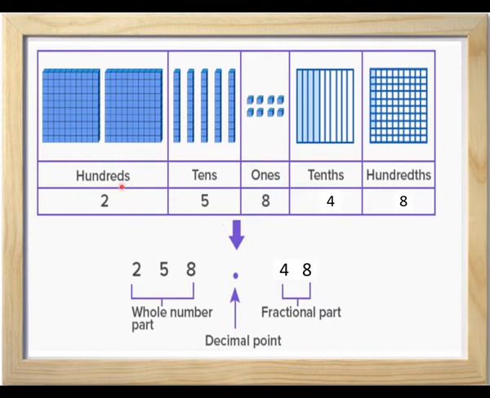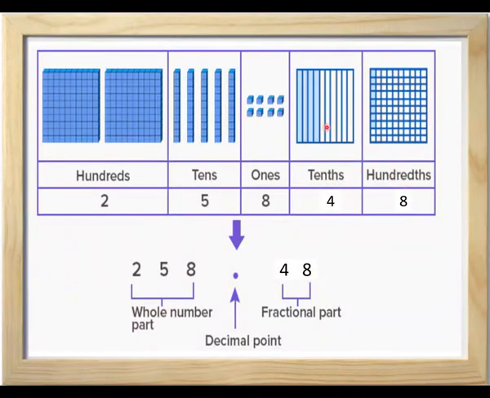So we can see in the given diagram, 8 is in the ones place, 5 is in the tens place and 2 is in the hundreds place. Since we can see there are 2 hundreds, 5 tens and 8 ones. These places, ones, tens, hundreds, are towards the left of the decimal point. And here we have the tenths place and hundredths place. That means the tenths and hundredths places are towards the right of the decimal point.